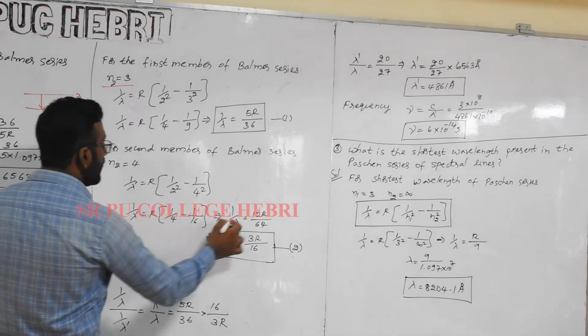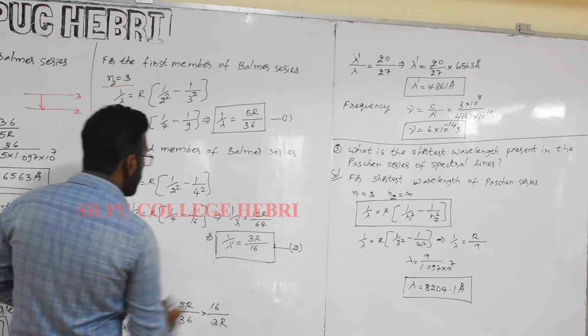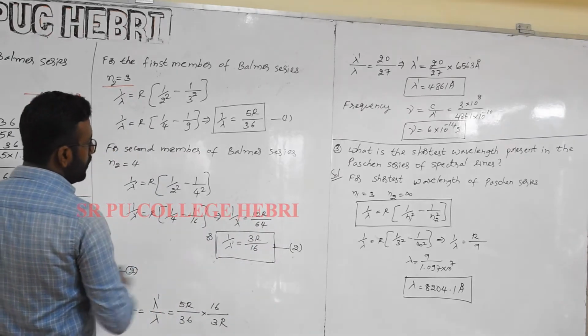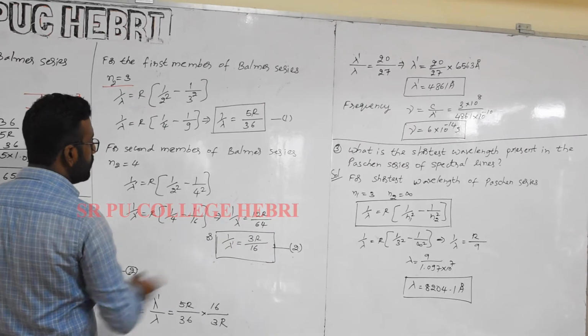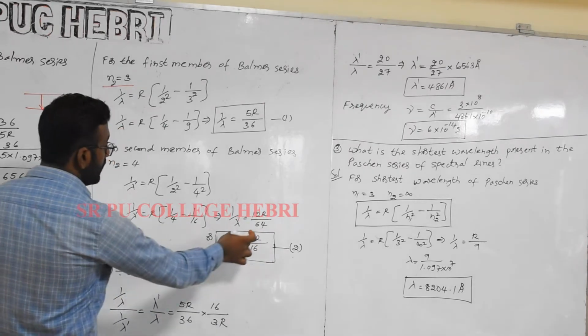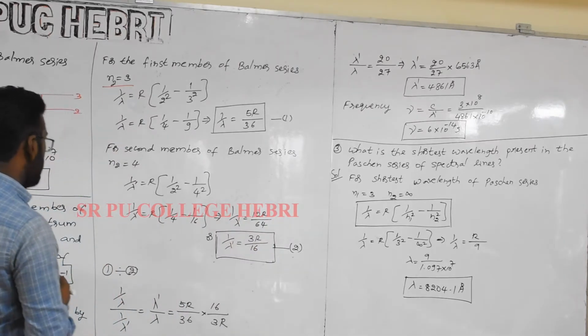So 1 by lambda dash, what do you get? 12R divided by 64. You can simplify this term. So 1 by lambda dash can be written as 3R divided by 16. Take it as equation 2.